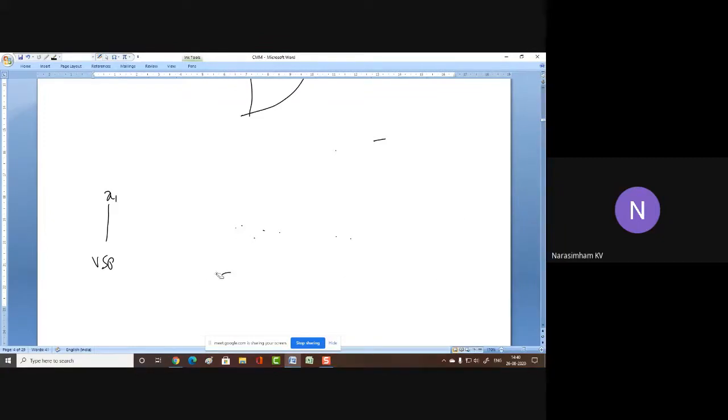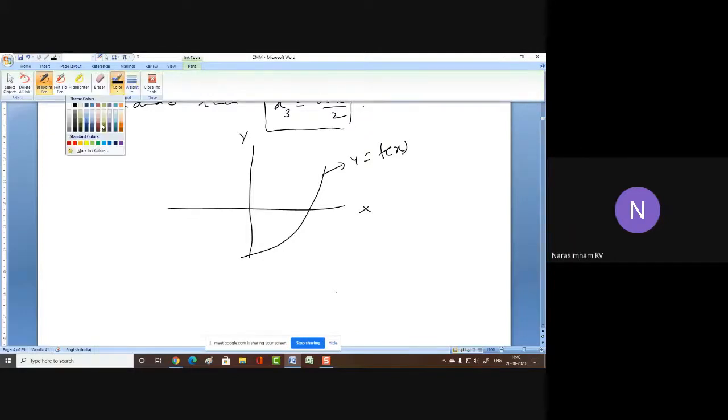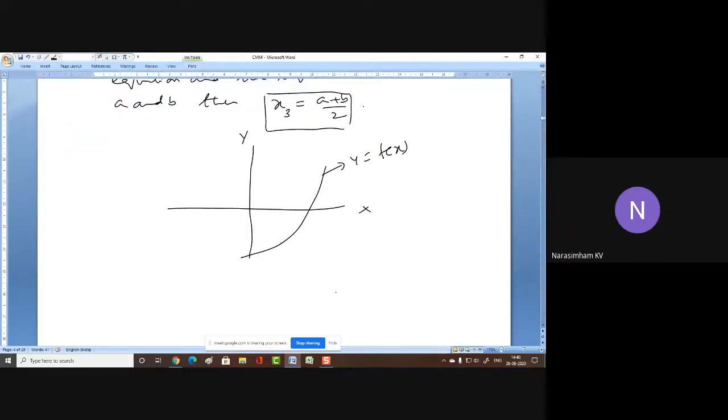In a similar way, now coming to our problem, y equals f(x). First find the location. The root lies between a and b. Initially we call it x1, this is x2. So using the intermediate value theorem, find the location. The required root lies between a and b. First find the midpoint of x1 and x2, simply call it x3.